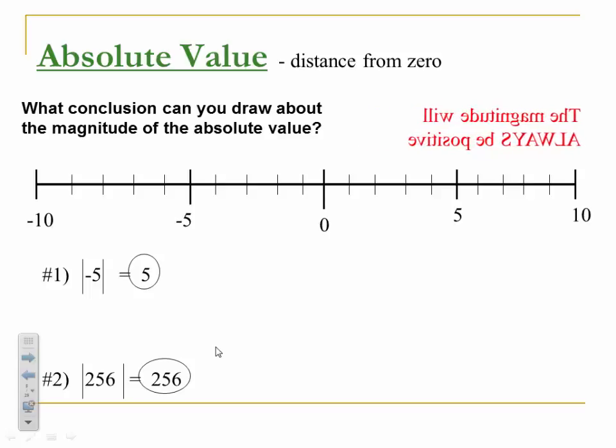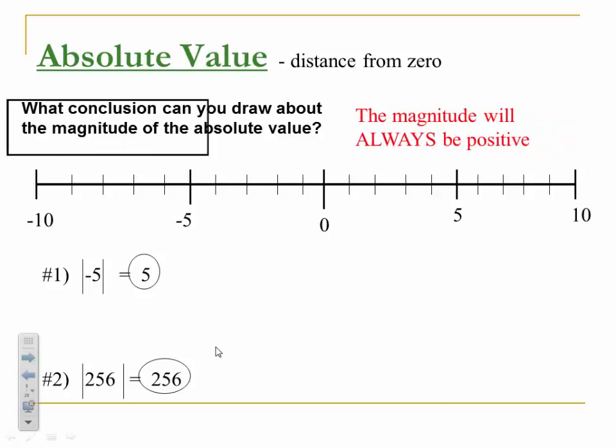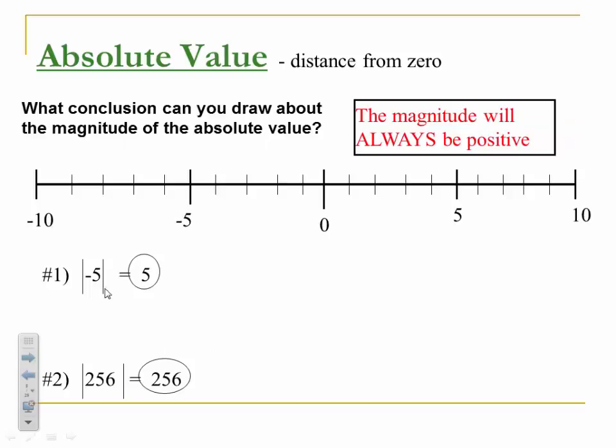I'm telling you that the magnitude will always be positive. The absolute value, when you see one of these, it's telling you the answer is going to be positive. Why? Because we're just asking how far away from 0 it is. Even though we're at the -5, it's still 5 places to get to 0. Positive 5 places. Even though it's 256, which is way over here somewhere, how far is it to get to here? That's all we're measuring, 256 places. So let's try one.